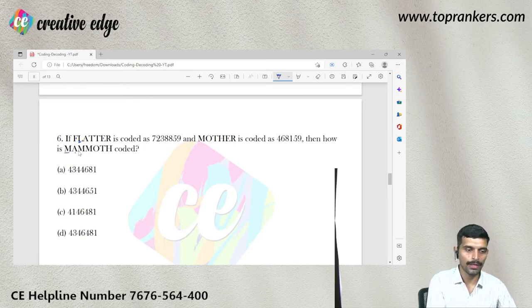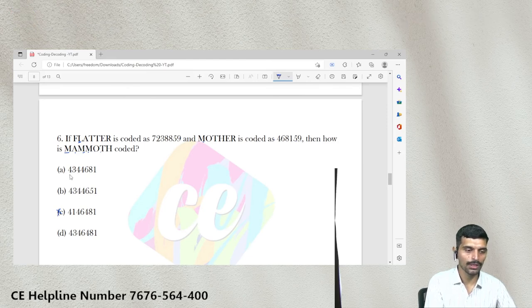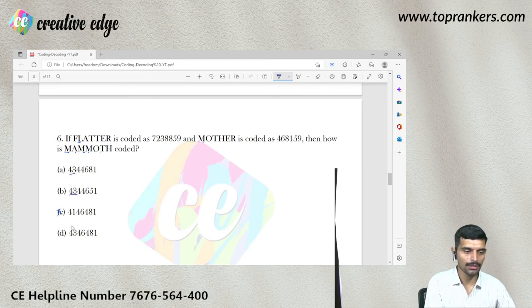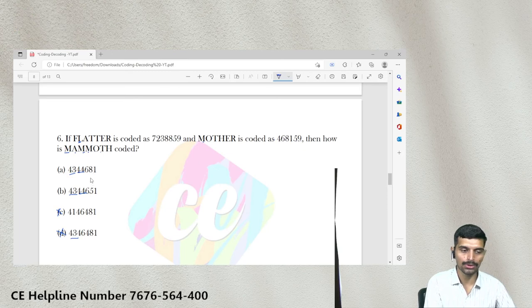So M, A, M, M, O, T, H. So M is 4. Then A is 3. 4, 3. Matching here, matching here, matching here. After that, M, M. So there should be two 4s. That is matching here, but not matching here. Then O. O should be 6. So 6 matching in both numbers.